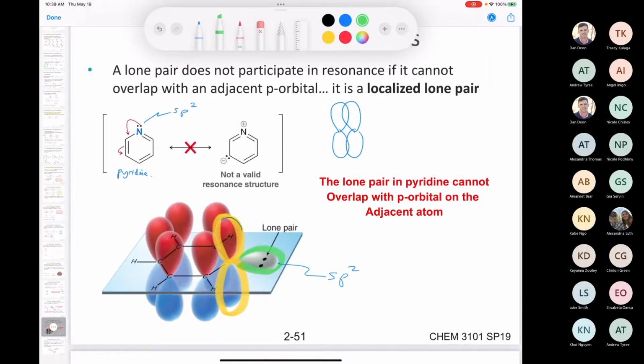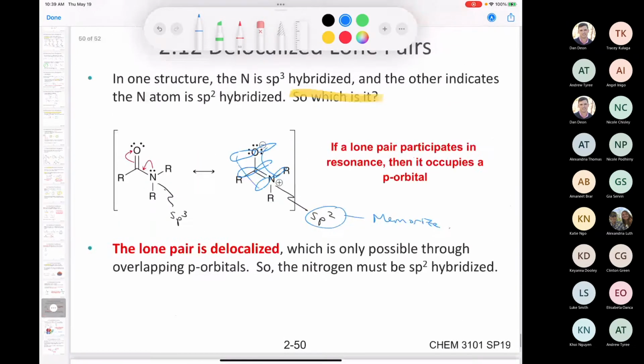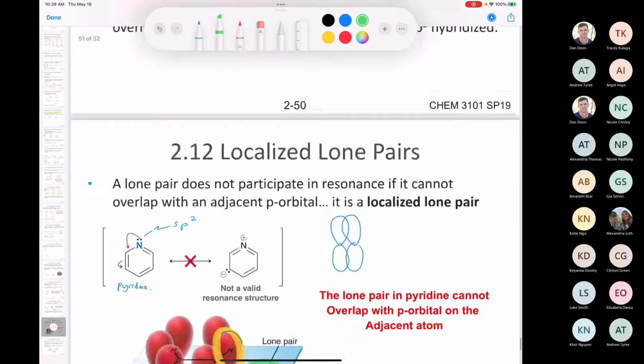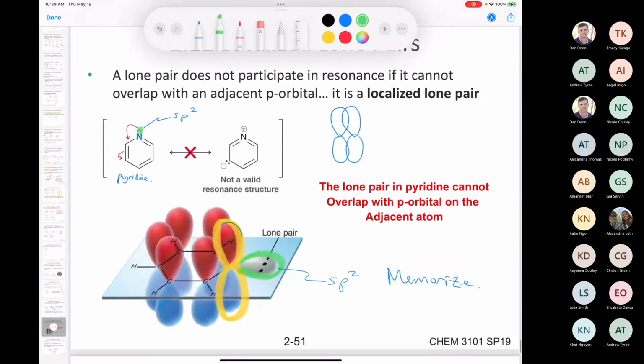This is the second thing that I think my students should memorize from this section. So I'll put here, memorize. So to recap, I would memorize that the nitrogen of the amide is sp2 hybridized. And I would also memorize that the lone pair on the nitrogen of pyridine is sp2 hybridized.